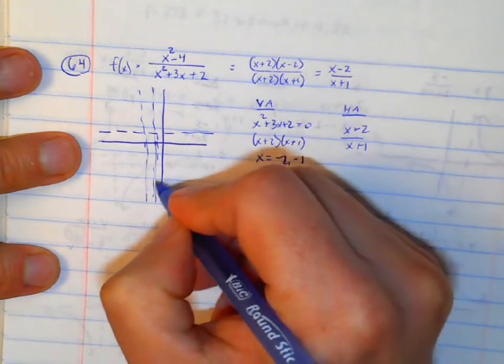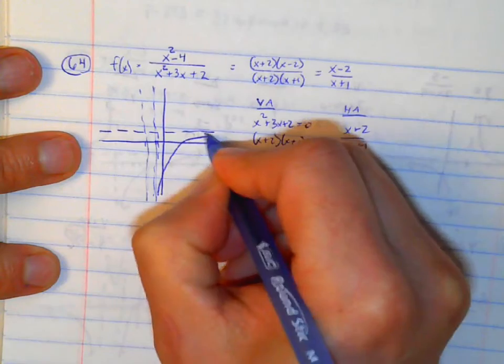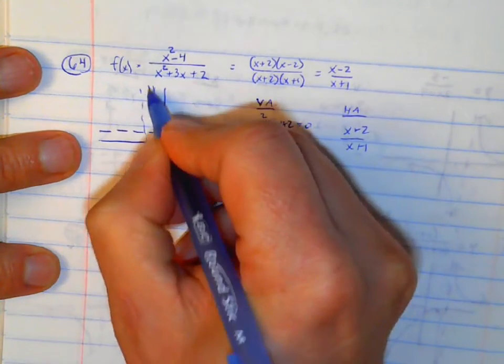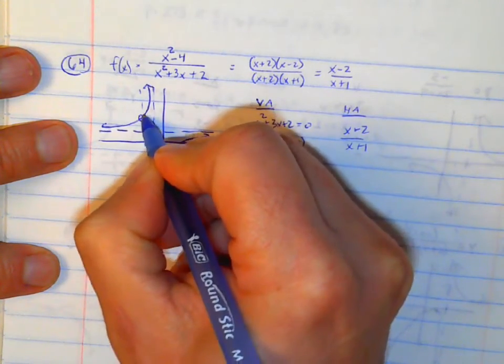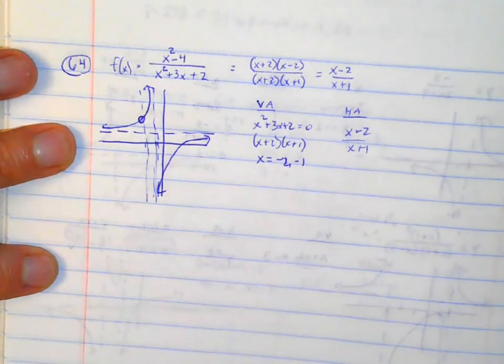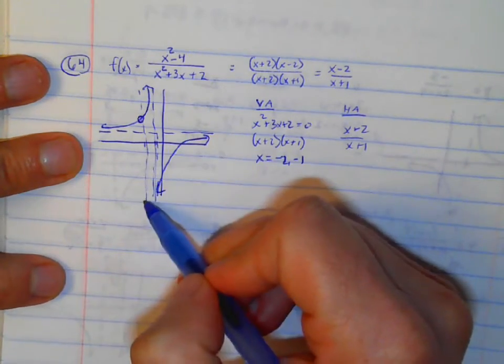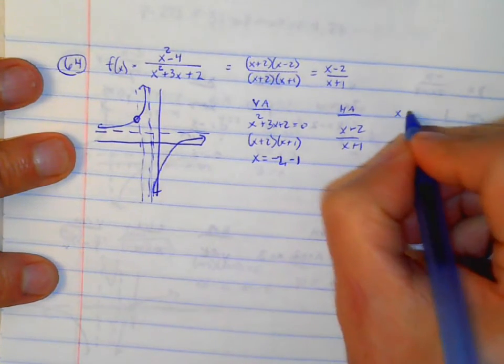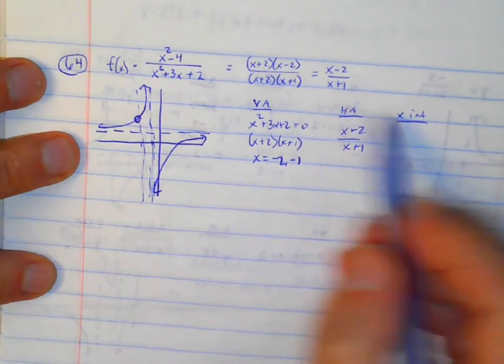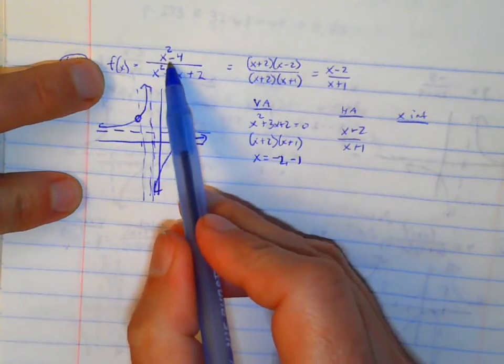Okay, so our graph looks like this. But right here at negative 2, there's an open circle because there's a hole. There's no asymptote there, just a hole because it cancels out. Okay, actually I didn't do the x-intercept. The x-intercept is when y is 0. Set this equal to 0, you get 2 and negative 2.